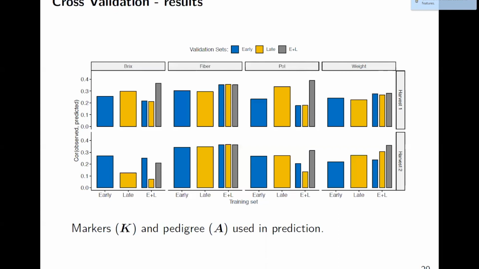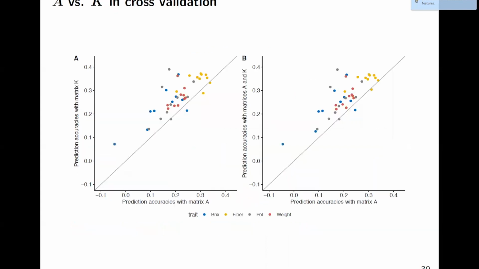In some cases, there was an increase in prediction accuracy, but there's not a clear trend for all of them. Especially in this case, it looks like there was a good increase in prediction accuracy. In these predictions, I'm using both the molecular markers and pedigree in the model, so I have the full model with the two random effects.